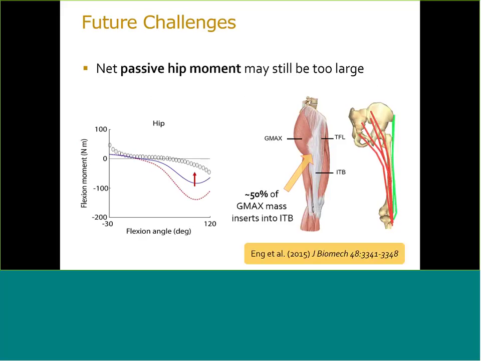Here are some future challenges to address if you're looking at refining the model. The net passive hip moments may still be too large. Even though our net passive moments at the hip were much more consistent than the initial model, we believe they should be reduced further by, for example, including a more sophisticated model of the iliotibial band. That could insert directly onto the gluteus maximus, which currently has a rigid tendon, and it could possibly reduce overestimating of muscle fiber length changes in this muscle.